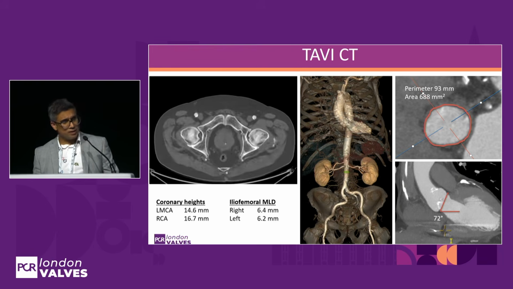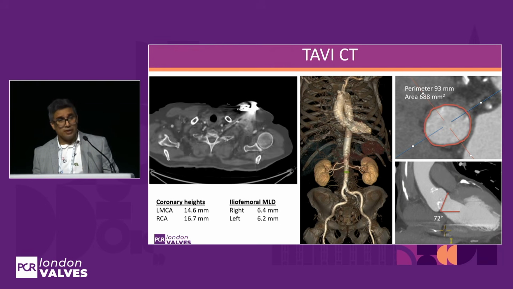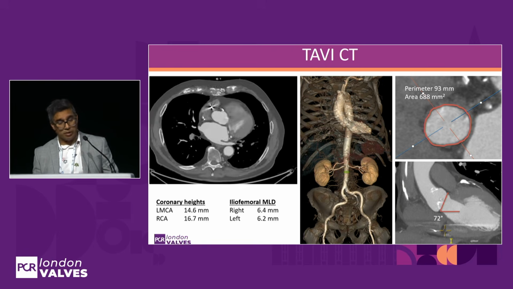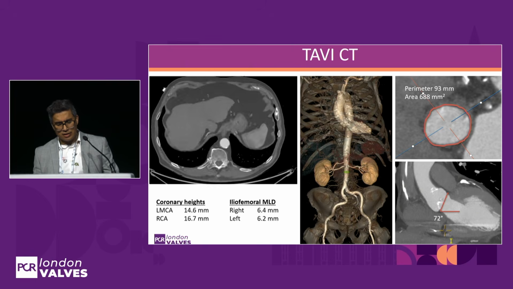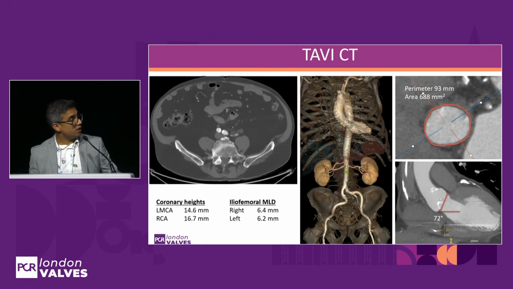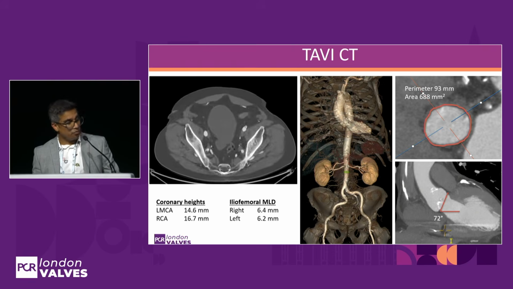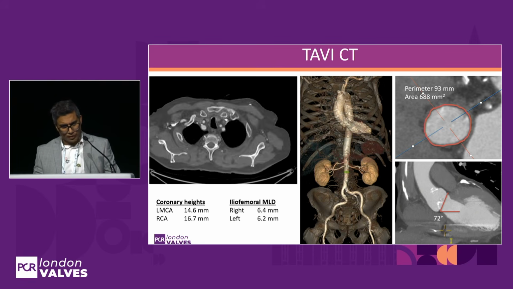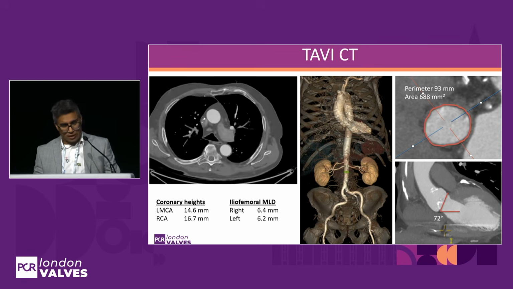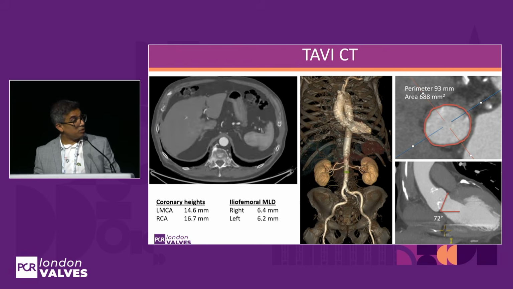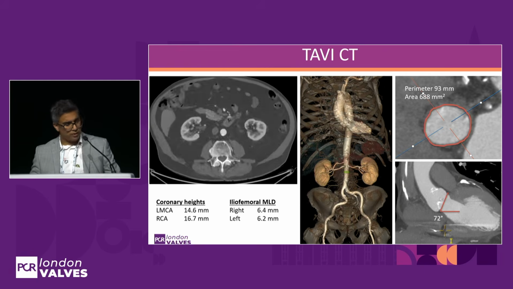In terms of the annular size, the annulus was large, with a perimeter of 93, an area of 688 millimetres squared, and it was a relatively horizontal aorta as well, with a 72 degree angle from the horizon to the annulus. So I might stop there and ask people what they would like to do, or the considerations in this case.